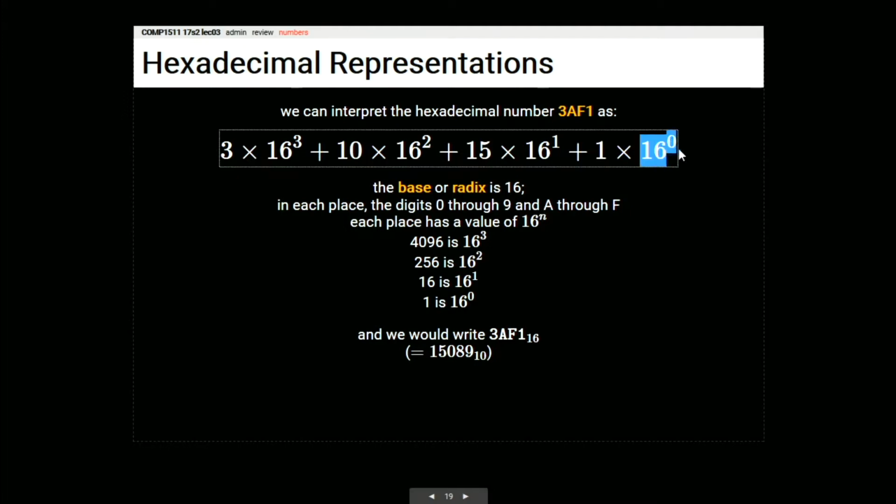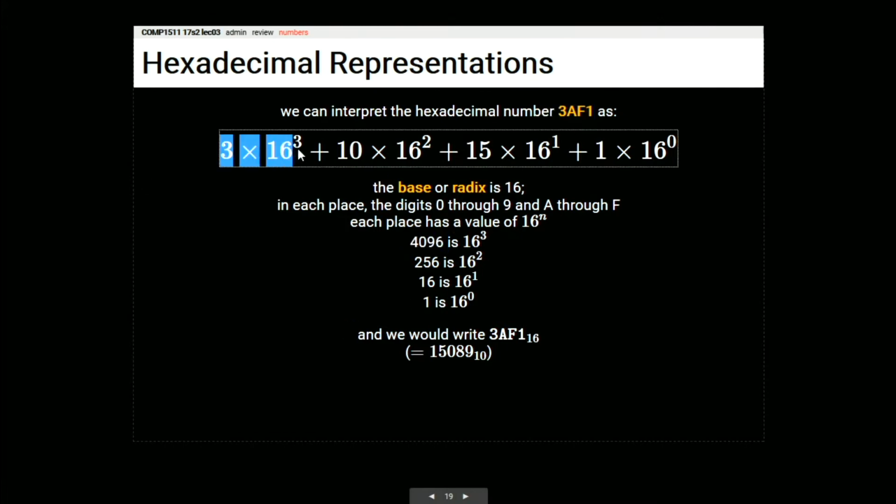And so just like before, each of the columns in our number has a meaning. If we've got 3AF1, this is the number of 16 to the power of zeros we have, the number of ones. The next one across is the number of 16 to the power of ones we have, the number of 16s. And this becomes the number of 16 squared, so the number of 256s. And this is the number of 4096s we have.